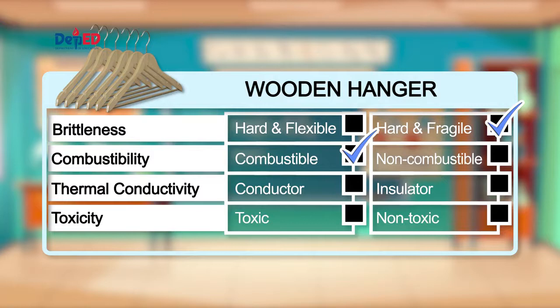What about in terms of thermal conductivity? Does it allow heat to pass through? No, it's not. Therefore, it's an insulator. How about its toxicity? Is it toxic or non-toxic? Wood is non-toxic. In fact, some of our kitchen utensils are made of wood.